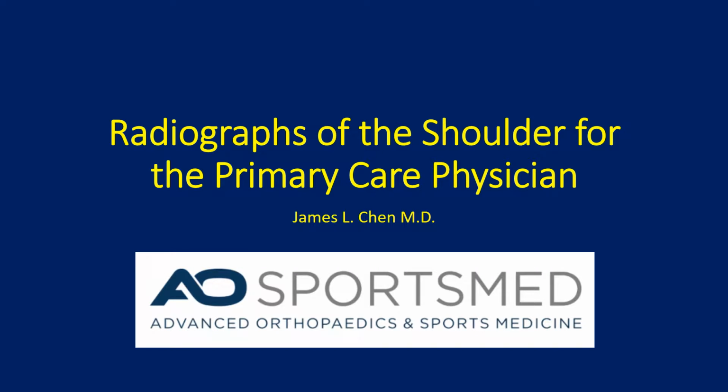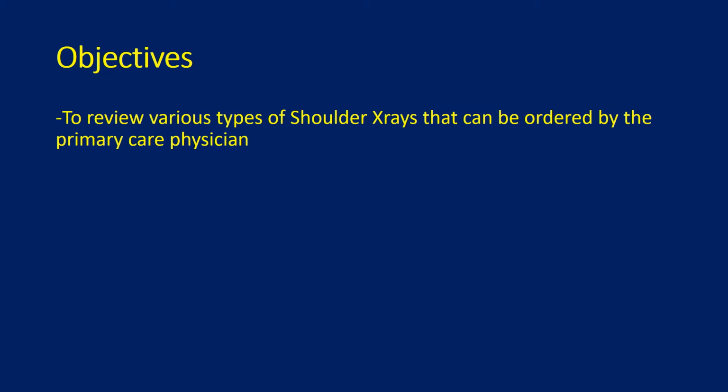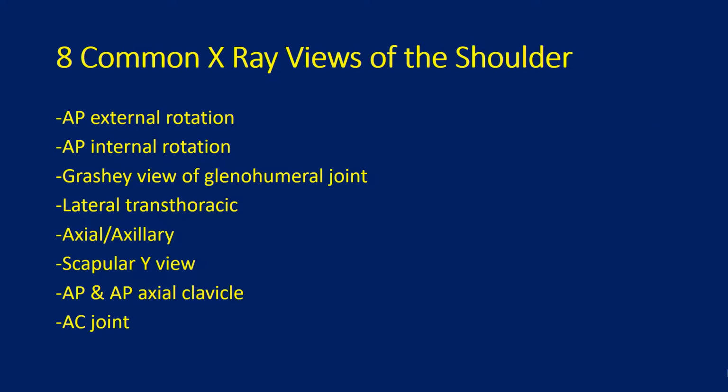This is a presentation on radiographs of the shoulder for the primary care physician. The objective of this presentation is to review the various types of shoulder x-rays that can be ordered by the primary care physician. There are 8 common x-ray views of the shoulder: the AP external rotation view, the AP internal rotation view, the Grashey view of the glenohumeral joint, a lateral transthoracic view, the axial or axillary view, a scapular Y view, the AP and AP axial clavicle, as well as the AC joint series.